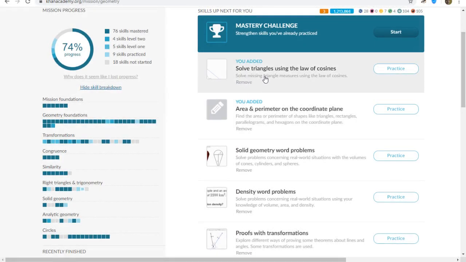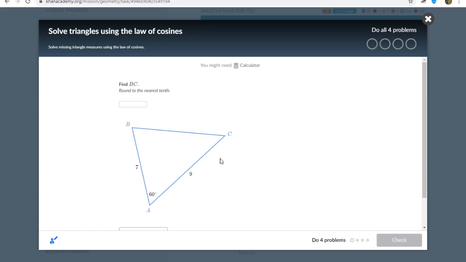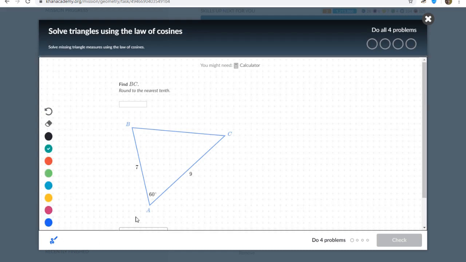Alright, so our next skill is going to be solving triangles using law of cosines. Let's label this triangle a little bit. The line length BC, that's what we're trying to find. We're trying to find what length this is.